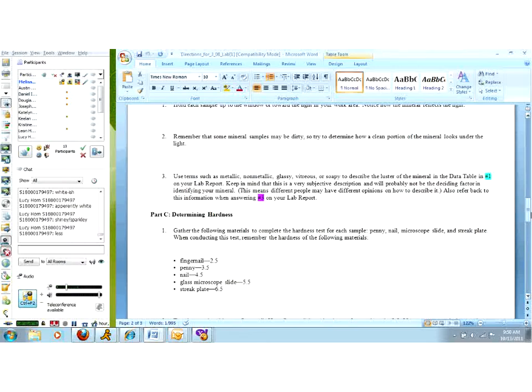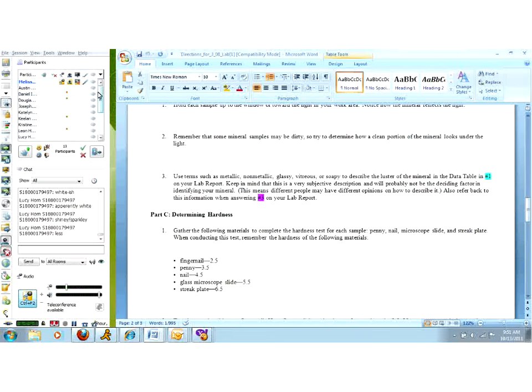Penny has a hardness, where'd my penny go? Penny has a hardness of around 3.5. A nail, this is a nail that you would use a hammer with, approximately 4.5. Our glass microscope slides, carefully open up my glass microscope slides. Okay, so right now I'm opening them. Remember, these are glass. Please be careful. Glass microscope slide, a hardness of approximately 5.5.